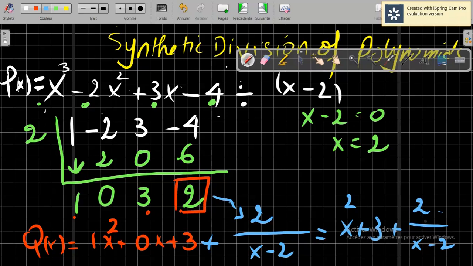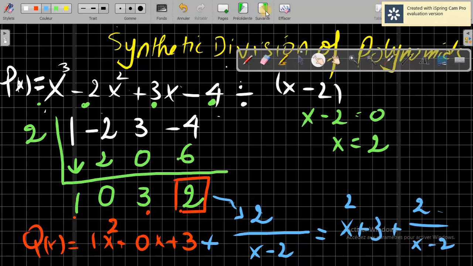So this time we have a remainder. Each time you have a remainder, you write plus the remainder, which is 2, divided by your divisor. In our case, my divisor is x minus 2. So you write it back here as a denominator, as a fraction, as a rational number here.